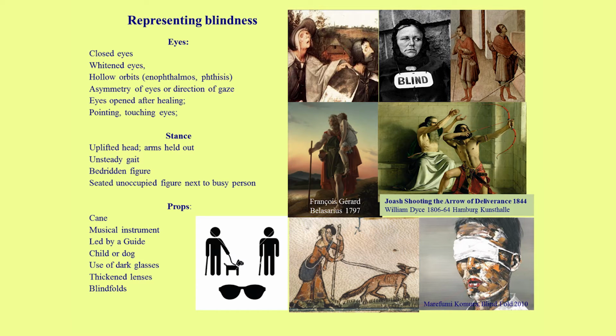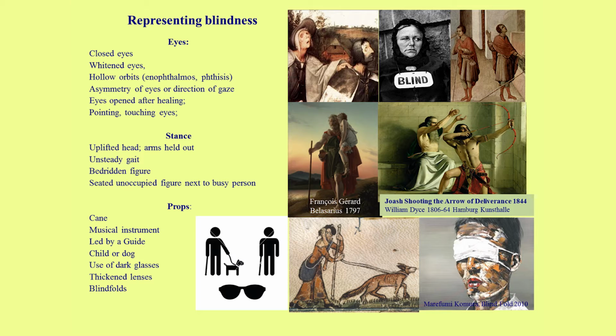Now, it's not just the eyes. We've got the stance of the patient, of the person. Arms upheld could mean the person is visually impaired. There could be an unsteady gait, the patient walking with a stick, or there could be a bedridden figure. Watch out for people who are not doing anything in an image, where everyone else is busy. Look at them closely. Quite often they're representations of blind people. And this is how we can identify them when we look at medieval manuscripts to find these images.